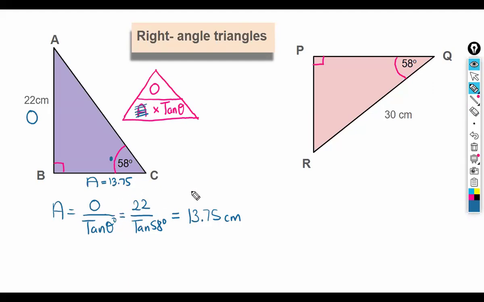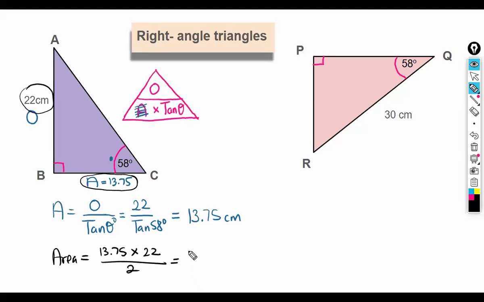So now check it out. Now we have the base and the vertical height. Remember, the base and the vertical height will touch the right angle. Remember, the hypotenuse is never a base or a vertical height in a right angle triangle. So let's find the area. Base, which is 13.75, multiplied by the vertical height, divided by 2. 13.75 multiplied by 22 divided by 2 is 151.25 centimeters squared.